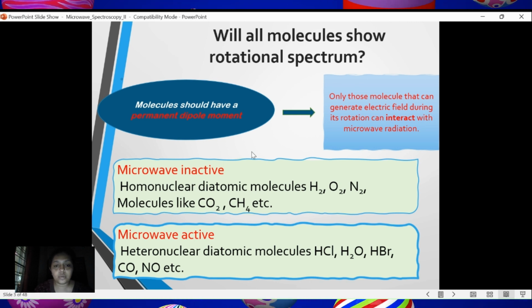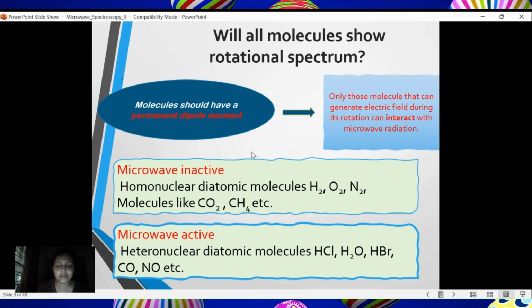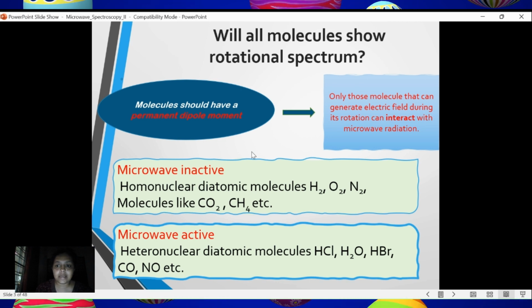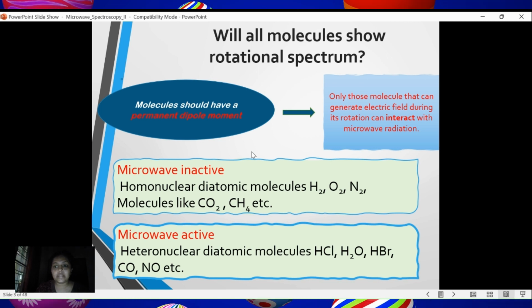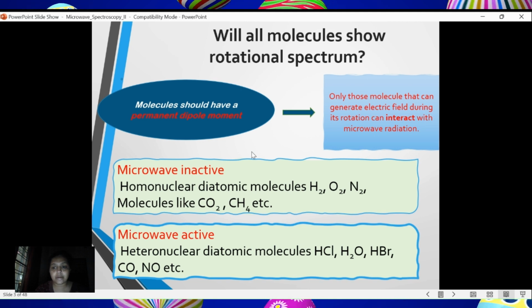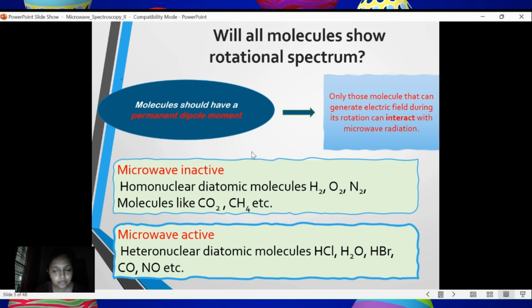Only those molecules which are microwave active will have a permanent dipole moment, and as a result of this permanent dipole moment, when the rotation of this molecule is interacting with the microwave radiation, that molecule can generate an electric field.